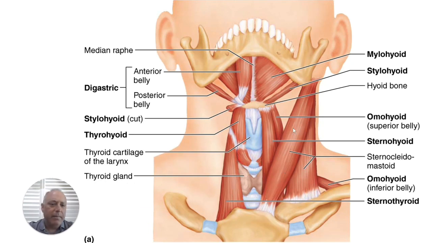Looking at the neck, a good landmark is the sternocleidomastoid. It tells you about the insertions and origins of this bone. You also have the sternohyoid, the thyrohyoid, the stylohyoid, as well as the digastric, which has a couple of different bellies, an anterior and a posterior belly. These are muscles of the neck.